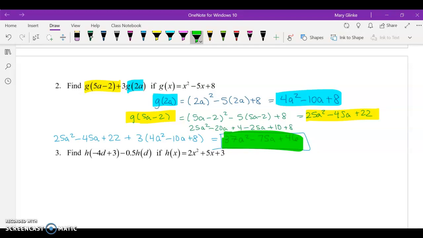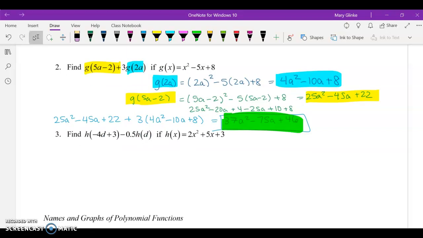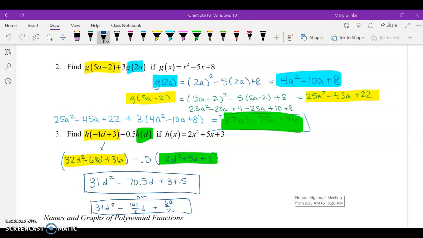Okay? So what I would like you to do is pause it, and now it's your turn. You try this next one, take a moment and try it, and then come back to the video. Okay, so let's see how this one went. So you can see each of the parts plugging in the negative 4d plus 3 and then h of d. And then you can see combining them should give us 31d squared minus 141 over 2d plus 69 over 2, or you can see the decimal equivalent to that.